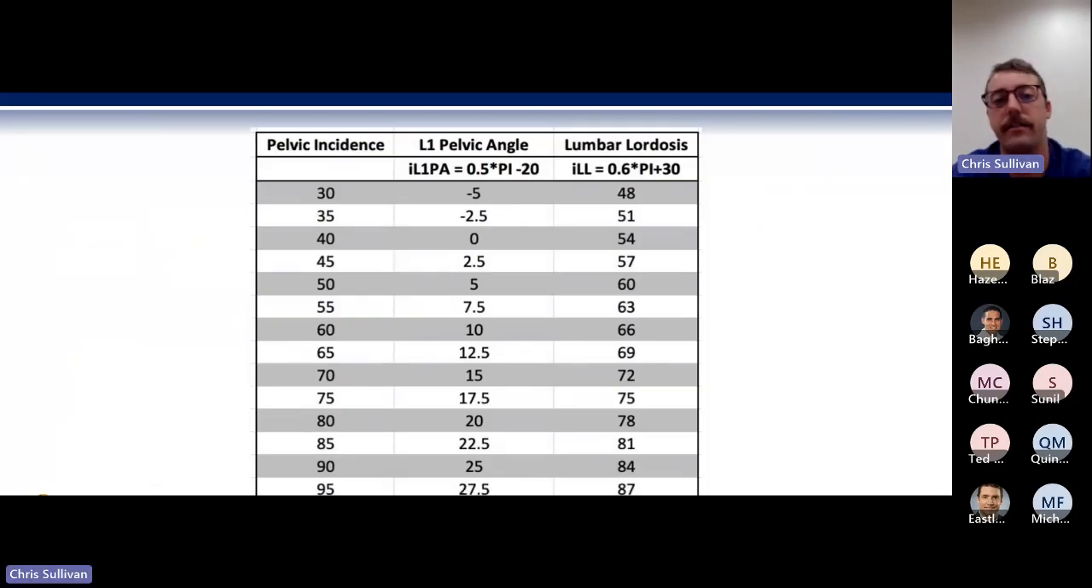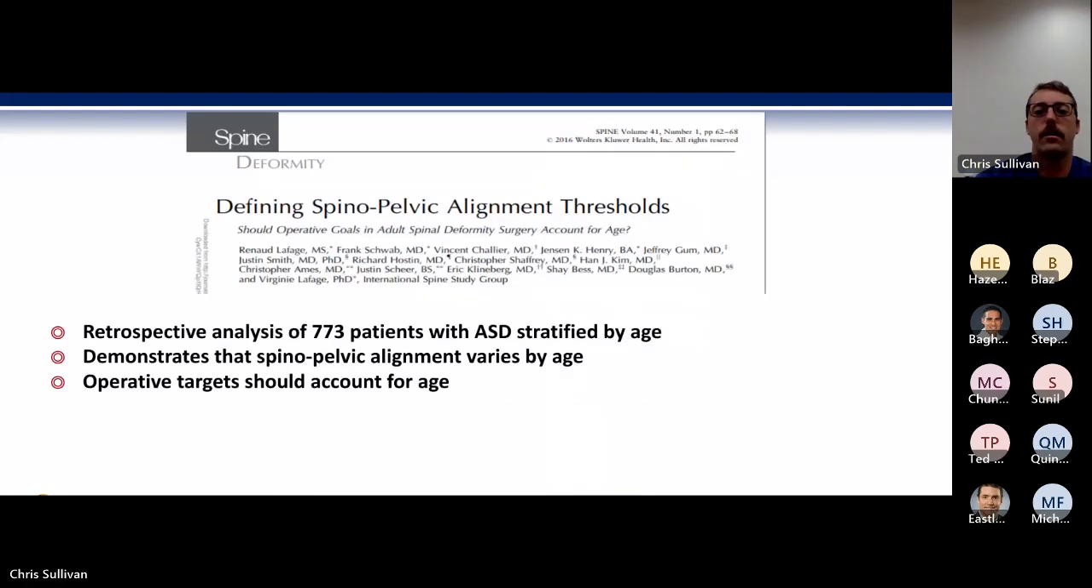And overall, as a more specific breakdown of goals to hit, the PI-LL goal may be a little different depending on their pelvic incidence, but this gives a little outline of what we should be looking at in terms of normative values for lumbar lordosis.